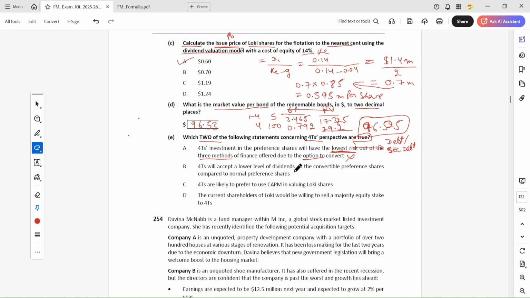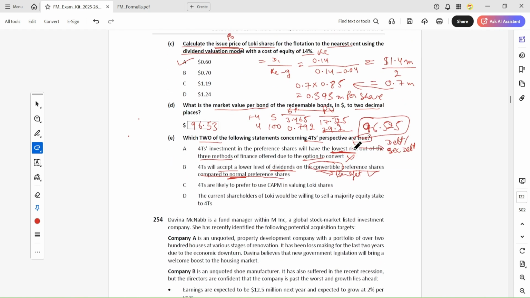So this is incorrect. Next: 40 will accept a lower level of dividend on the convertible preference shares compared to normal preference shares. When you have convertible preference shares instead of normal shares, you can accept a lower dividend because you are getting the benefit of conversion. So the statement is correct.